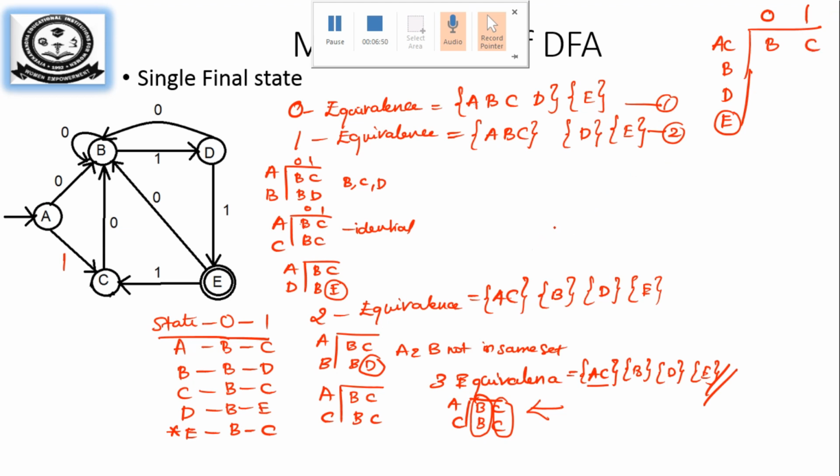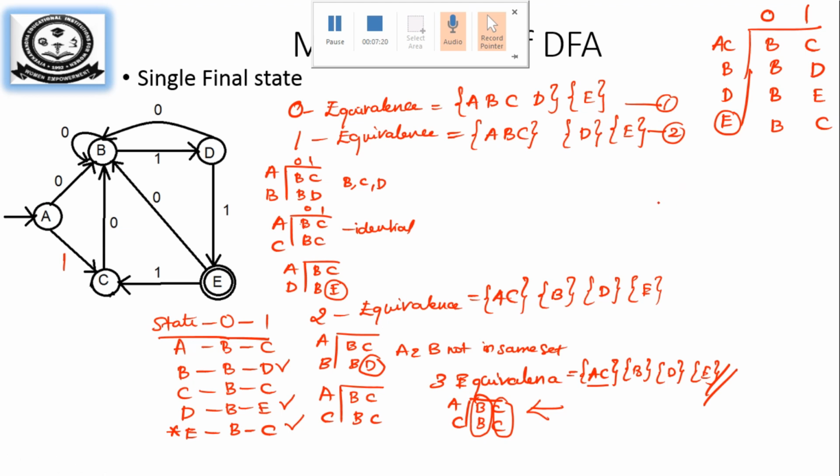Now similarly for B, check where it goes. B is a separate state, so you can write the input similarly. So B goes to D for 1, and similarly for D we will have the same row values for B, D and E. So for D, for 0 it goes to B, and for 1 it goes to E, then for E it goes to B and it goes to C.